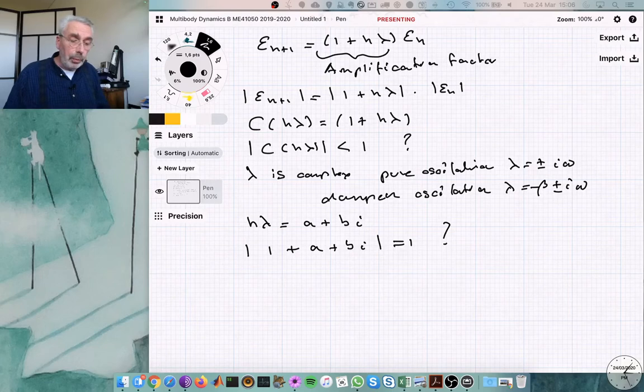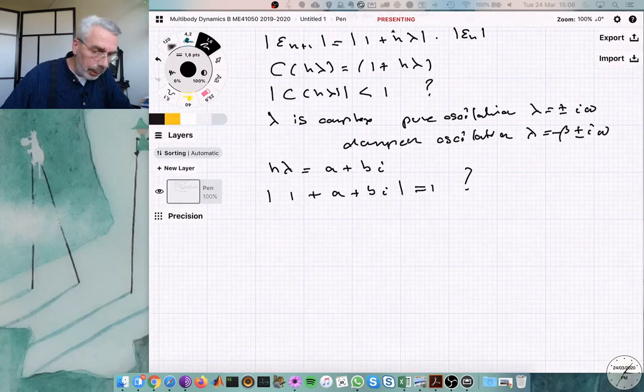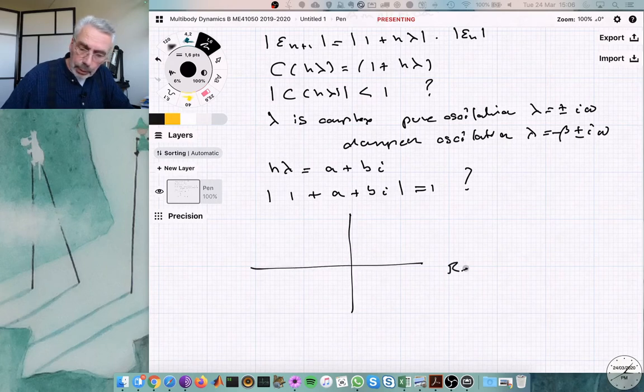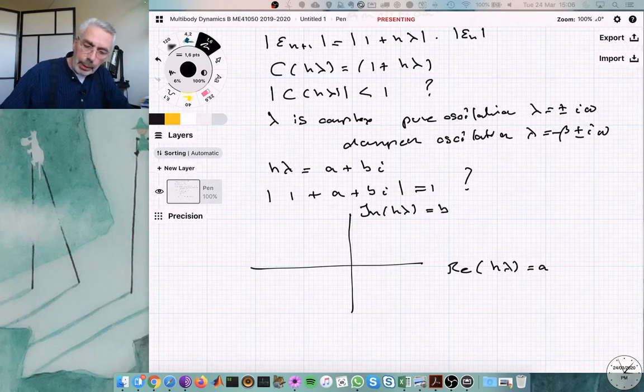Well, we now have to work with two numbers, so we have to work with a complex plane, right? So how do we do that? We draw our complex plane like this. And here we have the real axis, the real part of h times lambda, which in our case is a. And here we have the imaginary part of h times lambda, which in our case is b. And now for these a and b axes, we have to find out this.